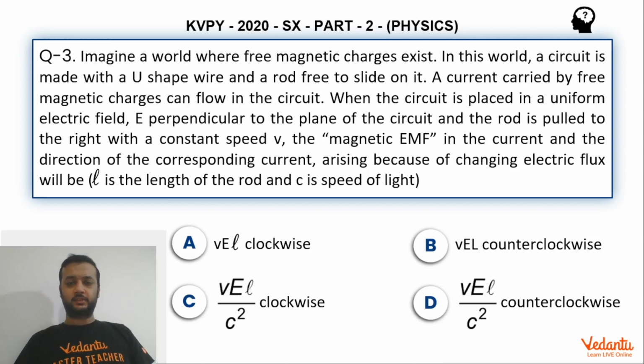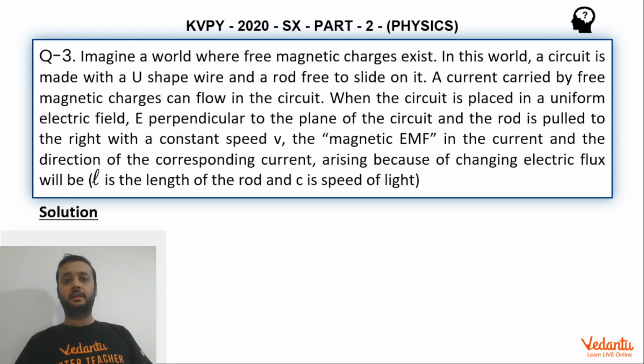Hi dear students. So let's see this question that was asked in KVPY 2020 SX Part 2, one of the most beautiful questions in the whole KVPY 2020 SX paper. So basically here what is happening, we have to imagine a situation where the free magnetic charge exists.